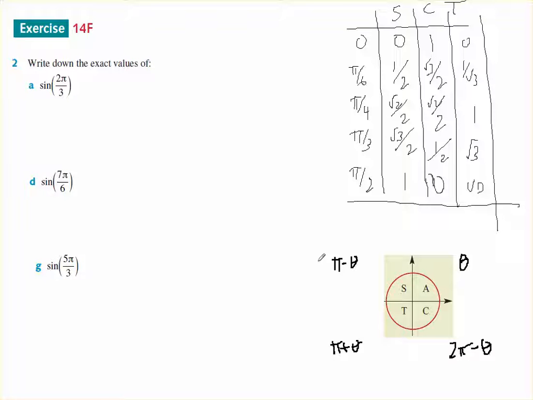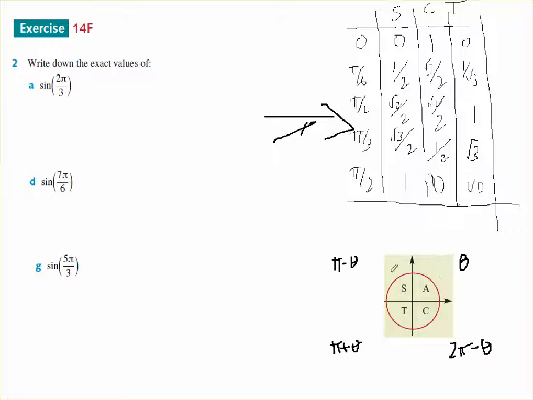For Year 11 Methods. It comes out of Chapter 14, 14F, question number 2. Finding exact values of angles that aren't in the first quadrant. We've memorised this table, and this table helps us work out what the angles are in the first quadrant. So there's my table that I've memorised of what happens in the first quadrant. And I can do anything for the first quadrant.